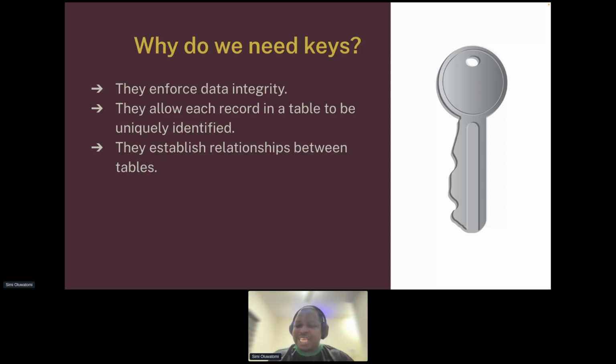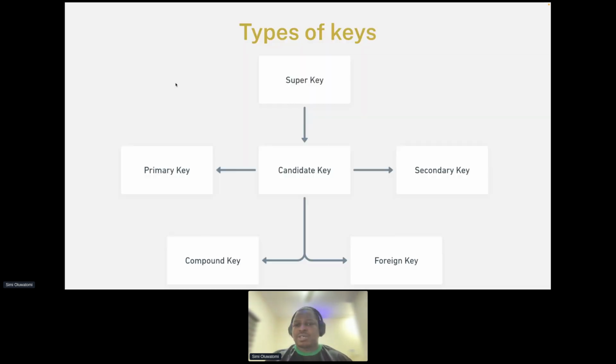So we need these things in our relational databases so that our data still retains its integrity, so that we can identify every row and so that we can establish relationships. Now, types of keys. Some people may be shocked by some of the things they are seeing on the screen right now.